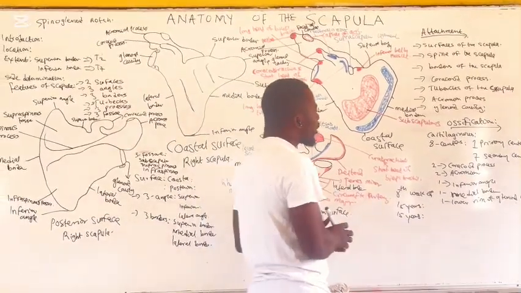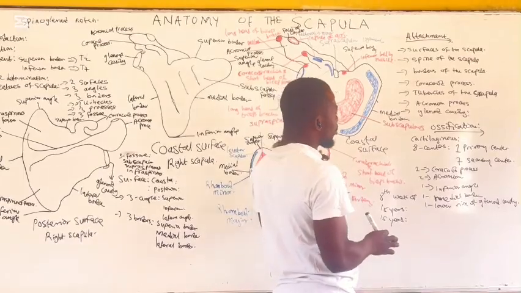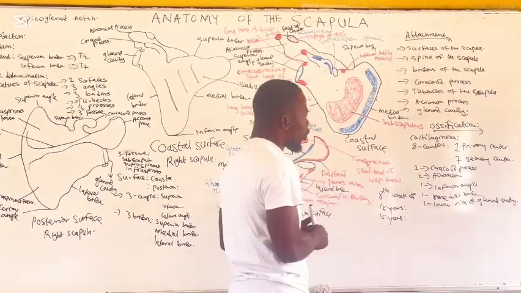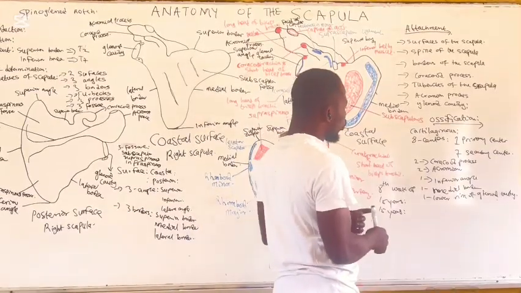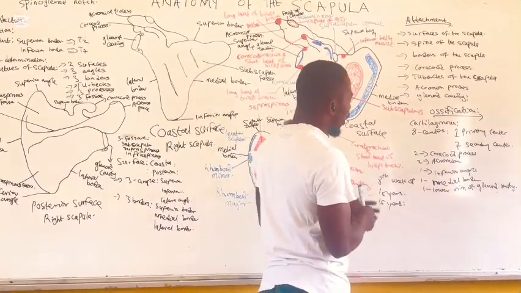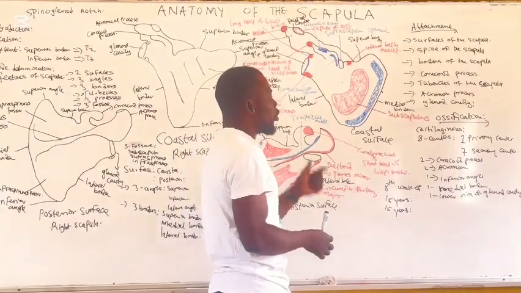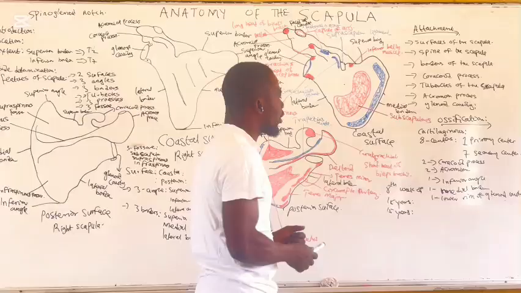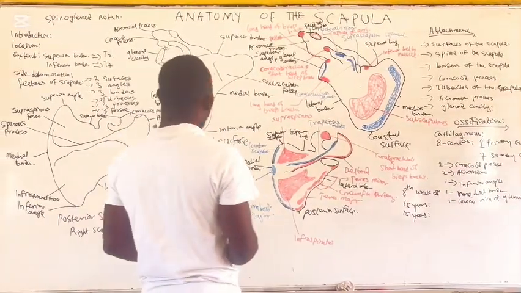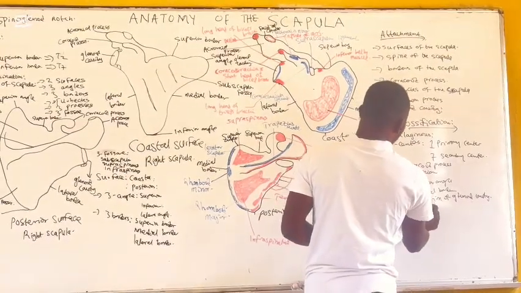It is ossified by 8 centers, 1 primary center for the body and 7 secondary centers, where 2 are for the coracoid process, 2 for the acromion, 1 for the inferior angle, 1 for the medial border, and 1 for the lower rim of the glenoid cavity. We should also remember that the ossification of the scapula is cartilaginous. The last thing we shall be discussing under scapula is clinical correlation.